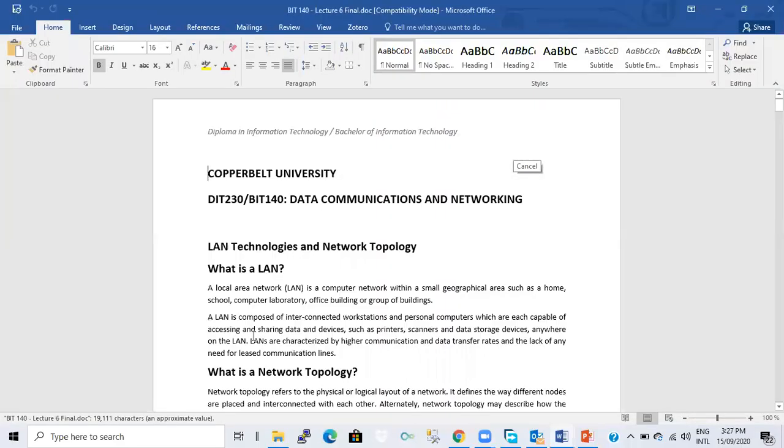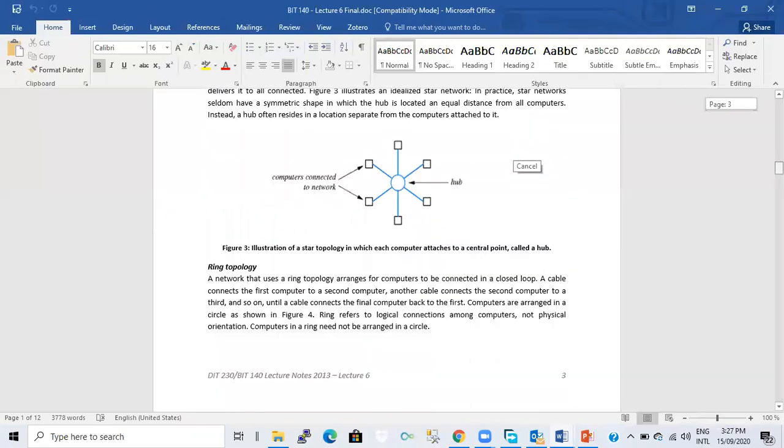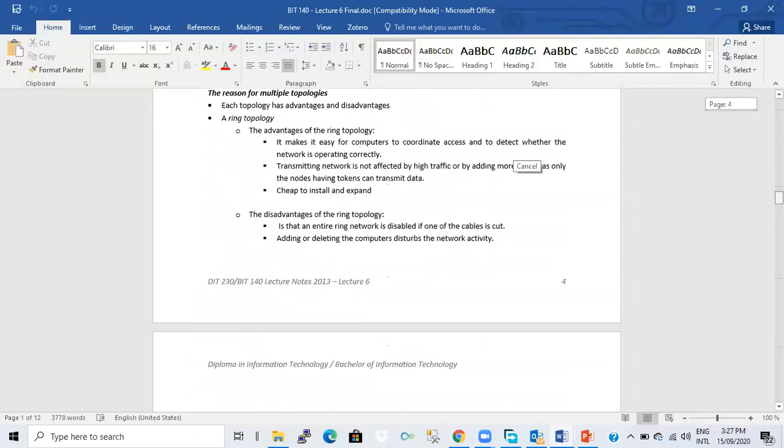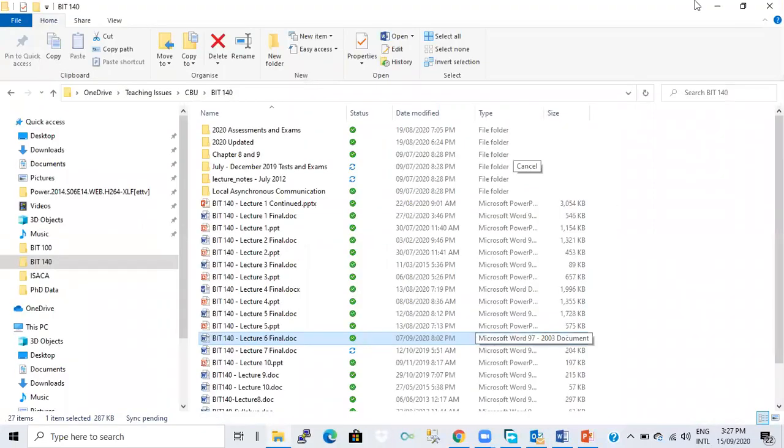Yeah, so Unit 6 was on land technologies. And we looked at the different types of technologies, where we have things like star, we have things like ring, we have bus topologies. We also looked at things like carrier sense multiple access with collision detection. So you should know the advantages as well as disadvantages.